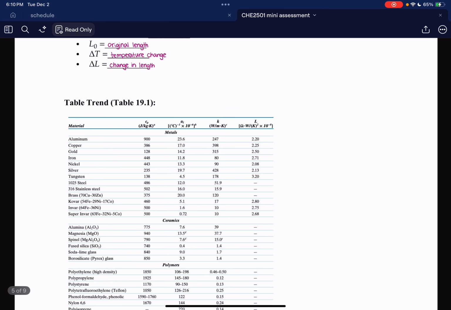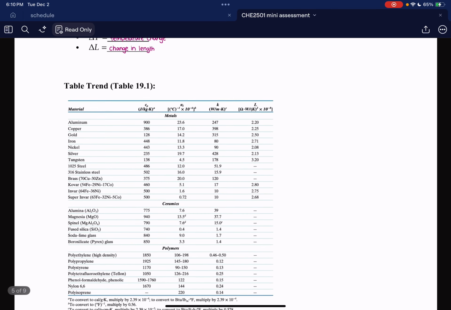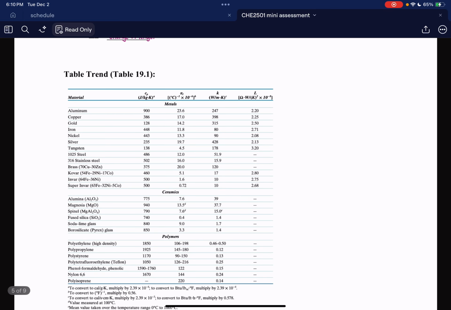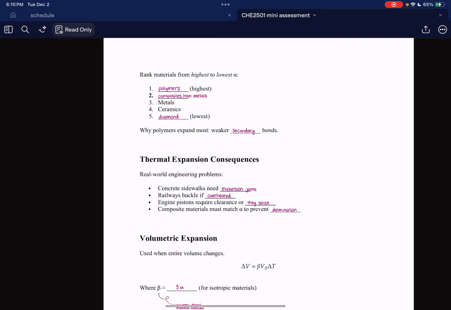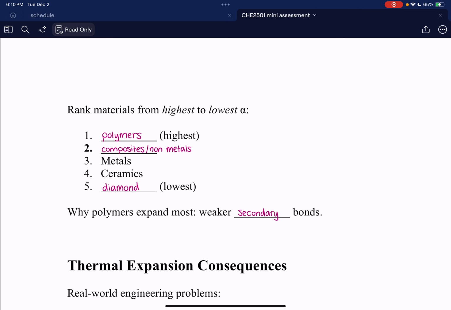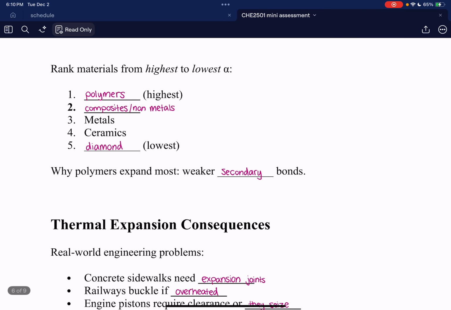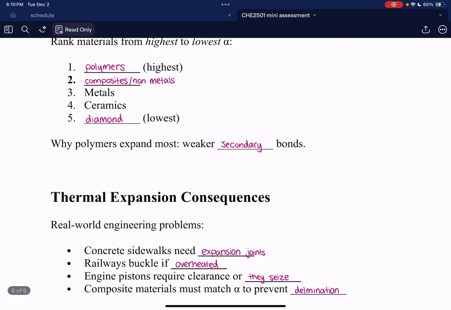Here we have the heat capacity for a bunch of different metals, as well as the coefficient of linear expansion. That's from the textbook as well. Here we're going to rank some materials from highest to lowest linear expansion coefficient. The highest being polymers, the second being composites or nonmetals, the third being metals, fourth ceramics, and fifth diamond, which is the lowest. So why do polymers expand most? Well, they have weaker secondary bonds.